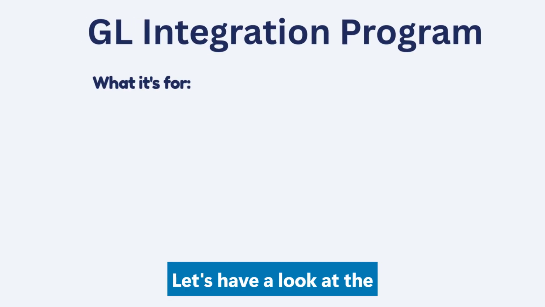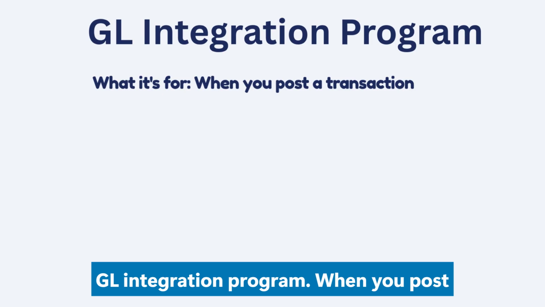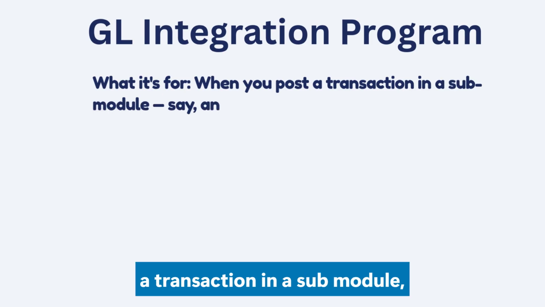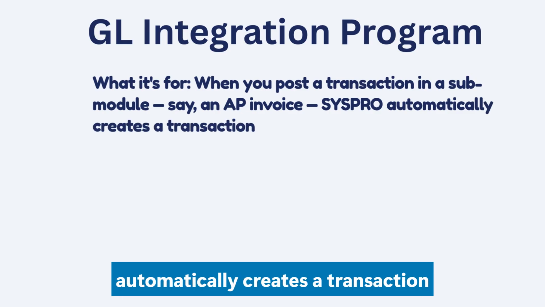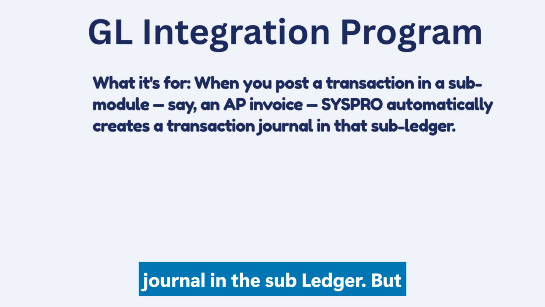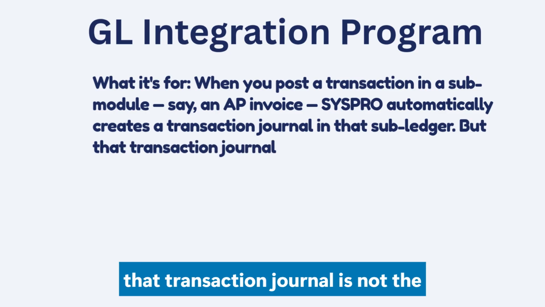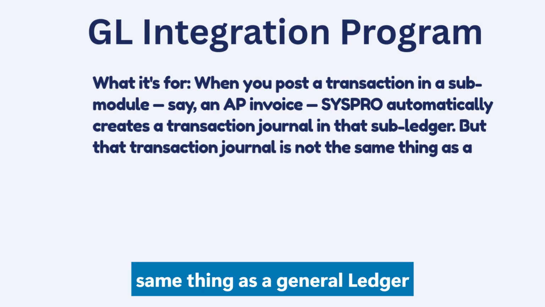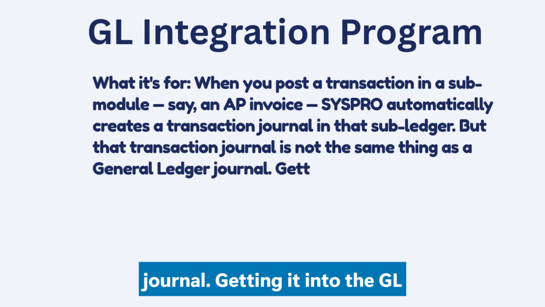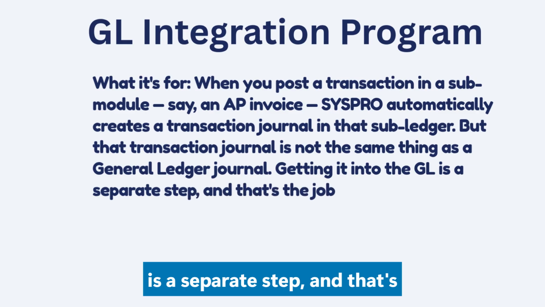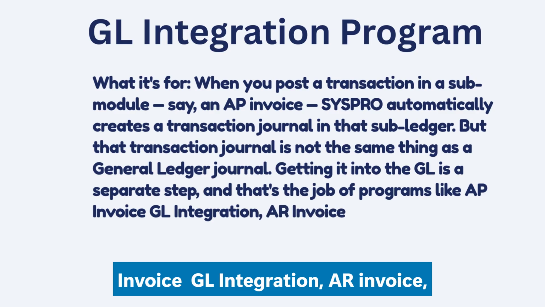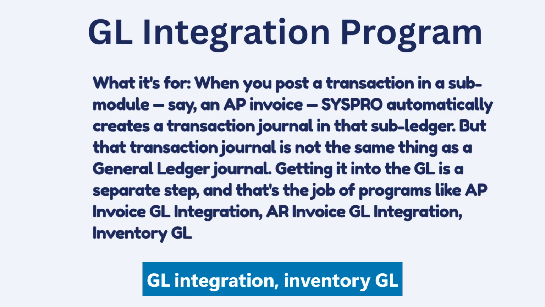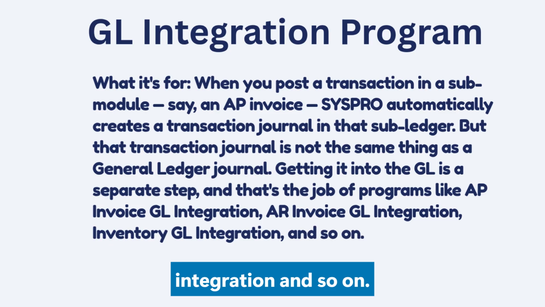Let's have a look at the GL integration program. When you post a transaction in a sub-module, let's say an AP invoice, SYSPRO automatically creates a transaction journal in the sub-ledger. But that transaction journal is not the same thing as a general ledger journal. Getting it into the GL is a separate step, and that's the job of programs like AP Invoice GL Integration, AR Invoice GL Integration, Inventory GL Integration, and so on.